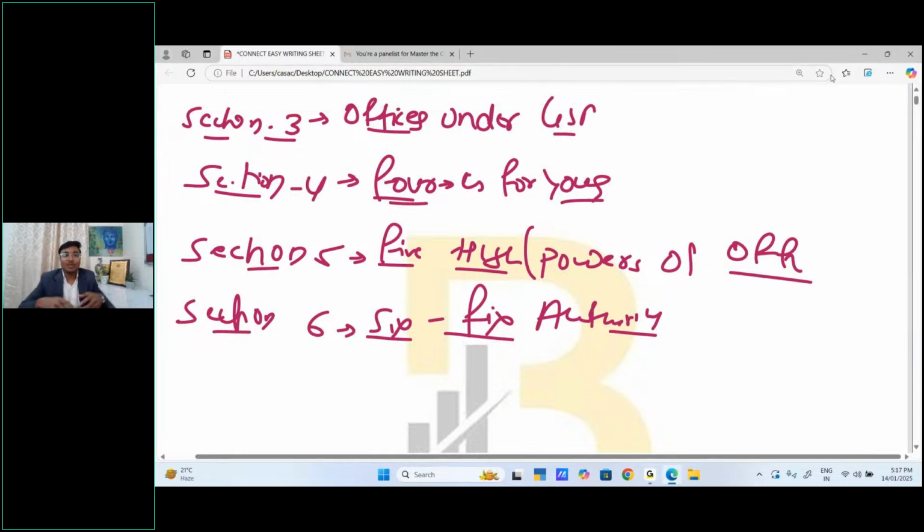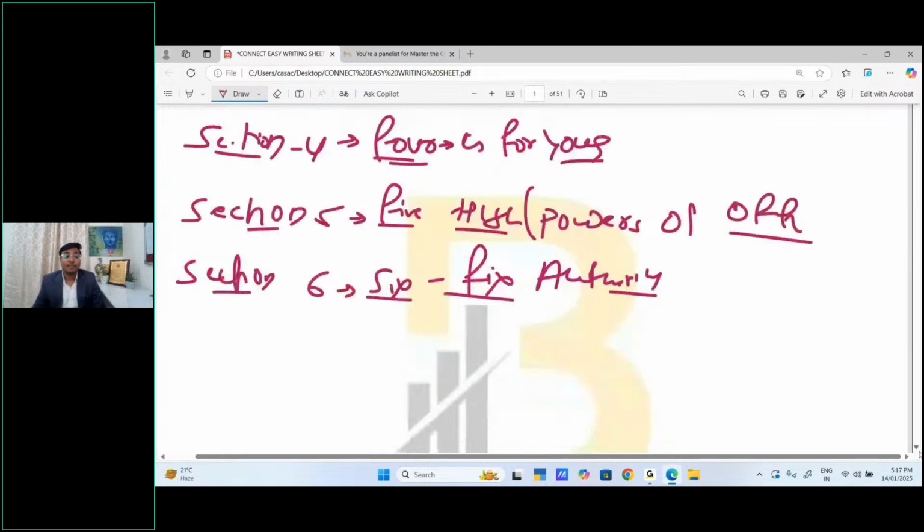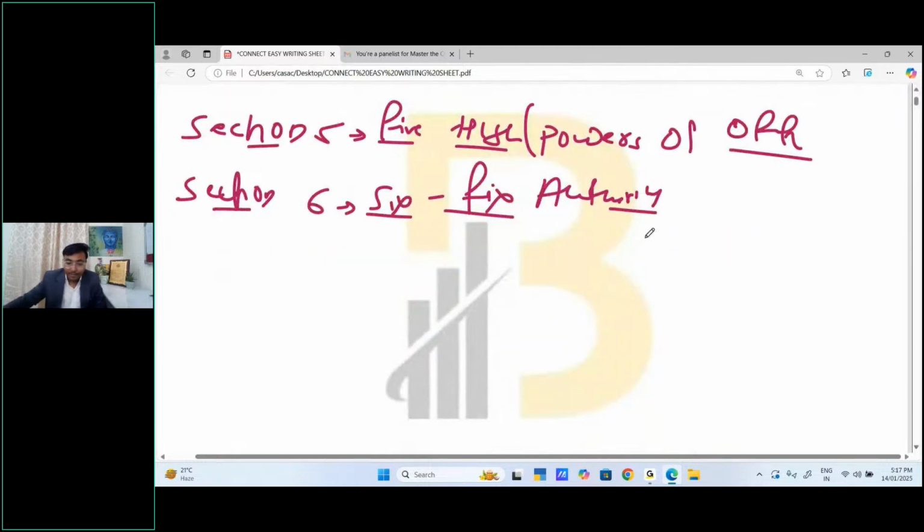Section number 6, authority fix. That means एक बार अगर आपकी audit central GST में हो गई, state GST cannot open your case. The same reference is made in this specific section.